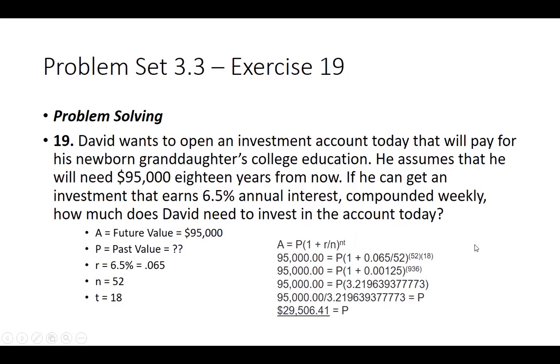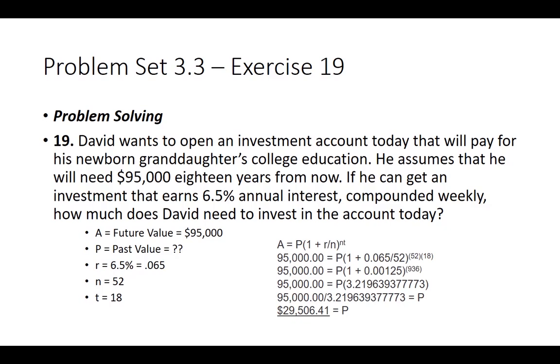Number 19. David wants to open an investment account today that will pay for his newborn granddaughter's college education. He assumes that he will need $95,000 18 years from now. If he can get an investment that earns 6.5% annual interest compounded weekly, how much does David need to invest in the account today?